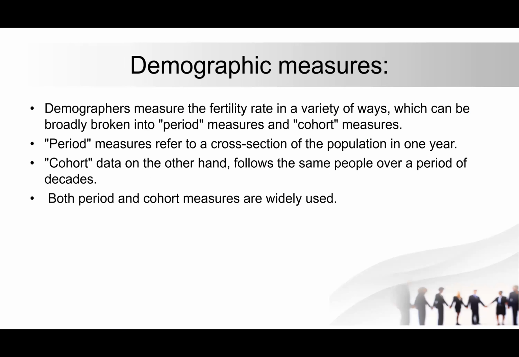Demographic measures. Demographic measures of the fertility rate come in a variety of ways, which can be broadly broken into period measures and cohort measures. Period measures refer to a cross section of the population in one year. Cohort data, on the other hand, follow the same people over a period of decades. Both period and cohort measures are widely used.